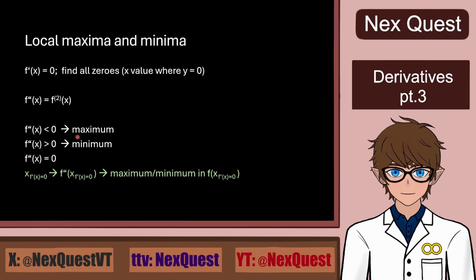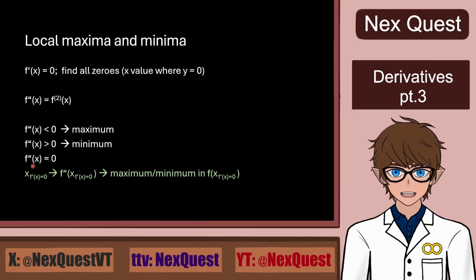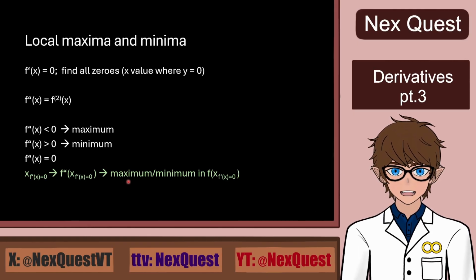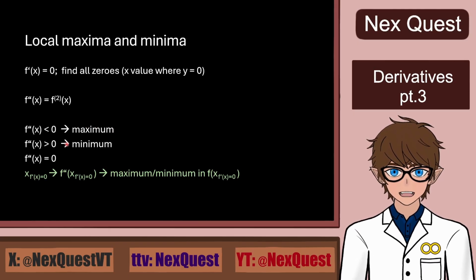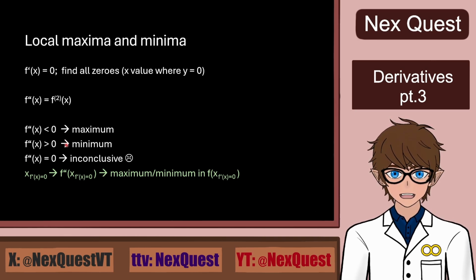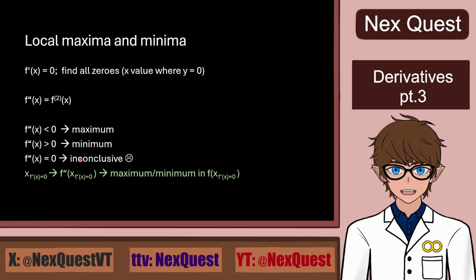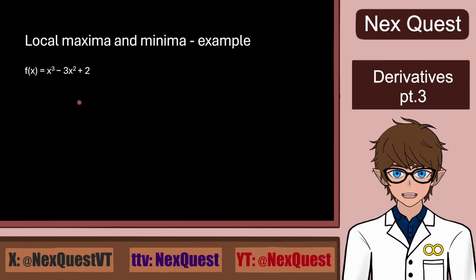So yeah, that's basically it. Find the derivative of the first, find the zero of the first derivative, insert into the second derivative. A negative result is a maximum on the original function, and positive is a minimum on the original function. Hopefully this is clear enough. As for the last option, sadly that one means the test is inconclusive. So let's try it out on an example.